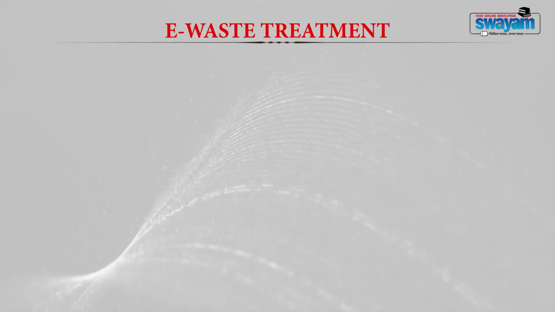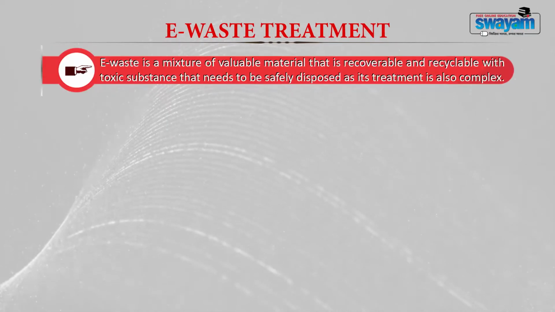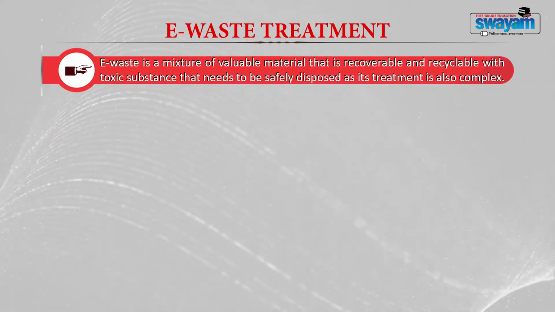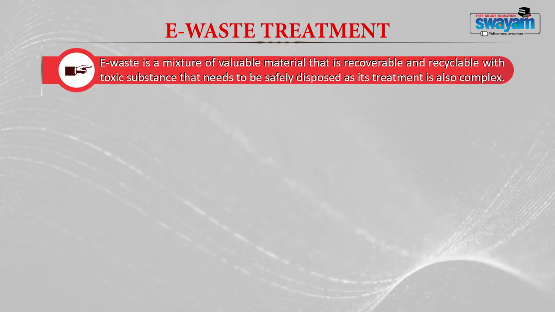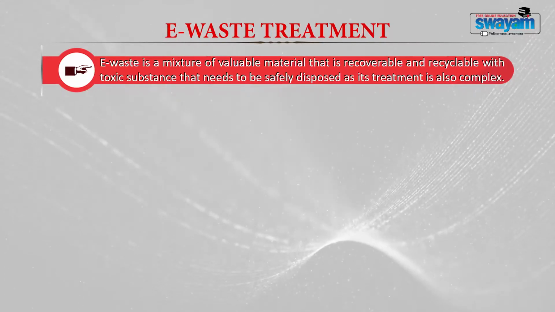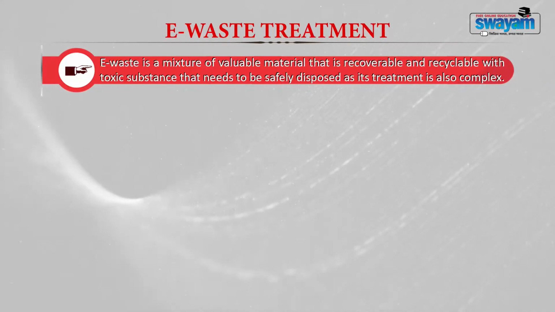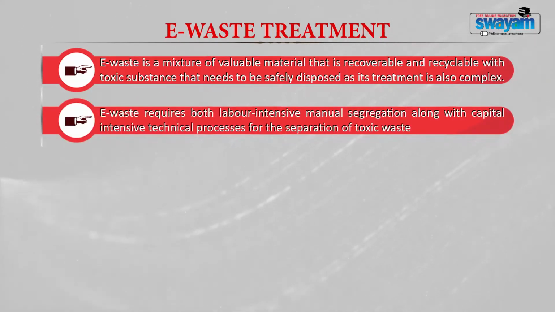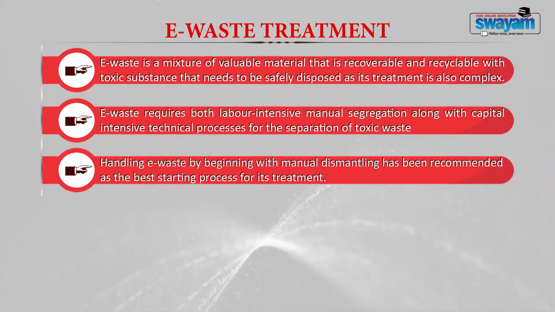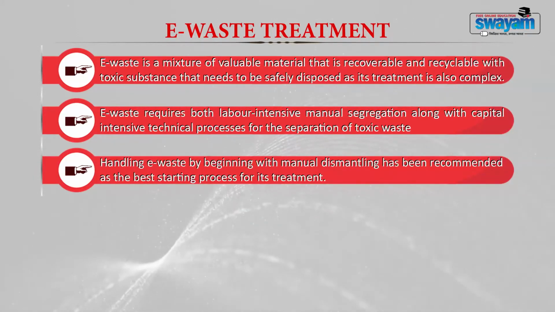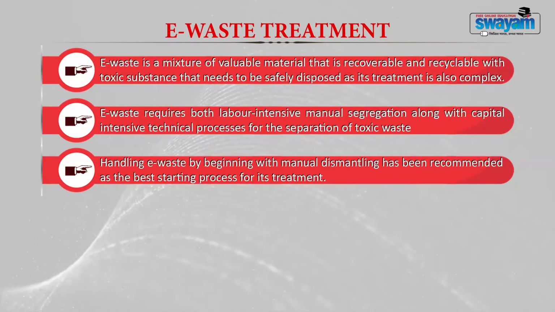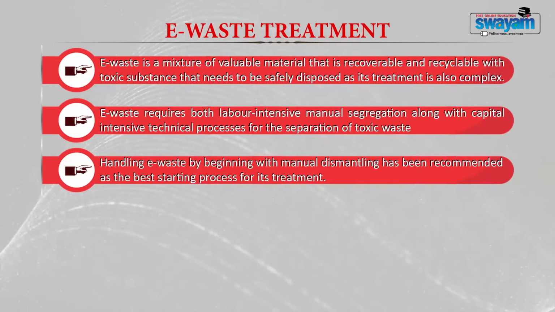Now, let us discuss e-waste treatment. E-waste is a mixture of valuable materials as well as toxic substances. Valuable materials should be recovered and recycled, and toxic materials should be treated before disposal. E-waste generally requires labor intensive manual segregation along with capital intensive technical processes for the separation of toxic waste. Handling e-waste by manual dismantling has been suggested as the best starting process for e-waste treatment.